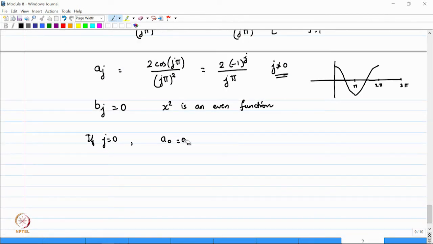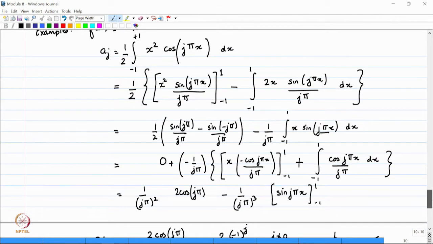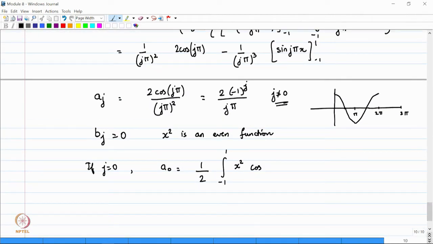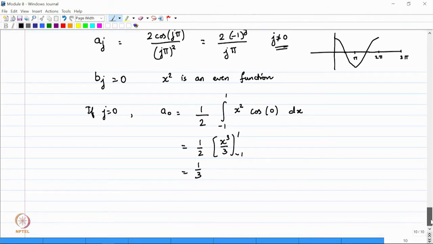So, a 0 is equal to, let's evaluate, 1 over 2 integral from minus 1 to 1 of x square, now cosine of 0 dx, cosine of 0 is 1. So, this is 1 over 2. Now, what you have is x cube by 3 from minus 1 to 1. So, this is 2 by 3. So, this is equal to 1 by 3. So, a 0 is equal to 1 by 3.